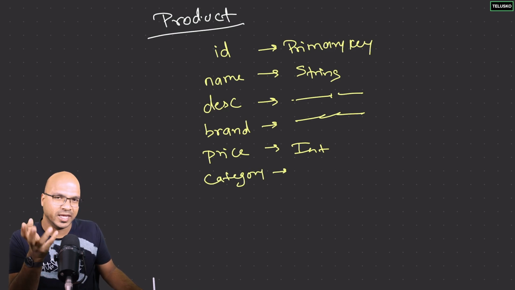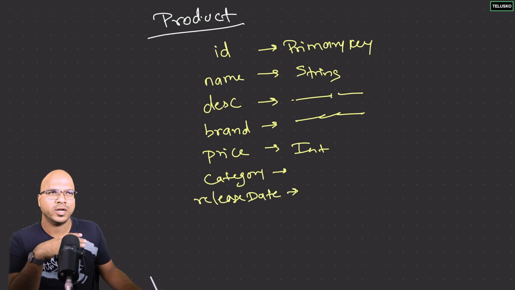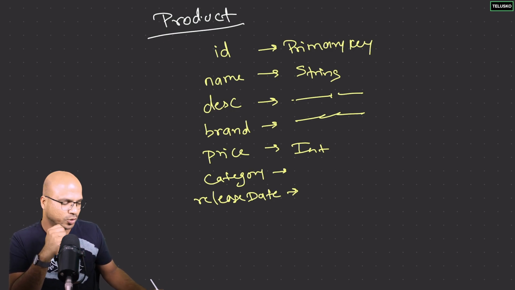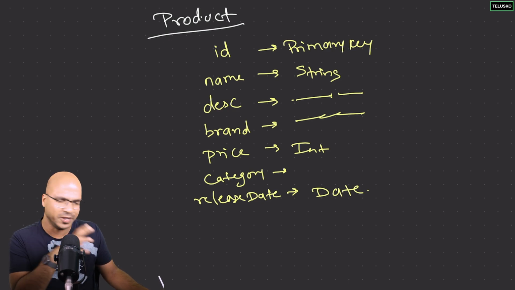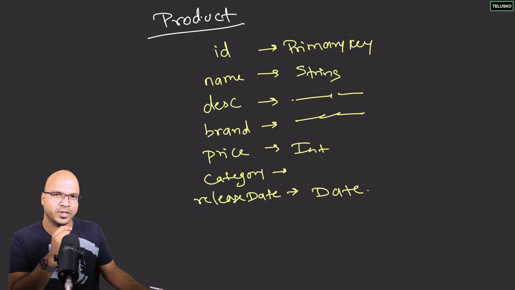And on which day it got released. I don't want to do anything with the release date, but let's say in future, if you want to sort by which product came first and which is the latest one, you can do that with this. Now for this, we are going to use date. The tricky bit here is that by default, the date format will be the US format. We want to use the Indian format, which is DD-MM-YYYY. So we'll see how we do that.